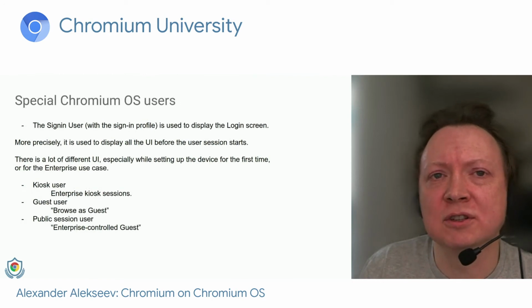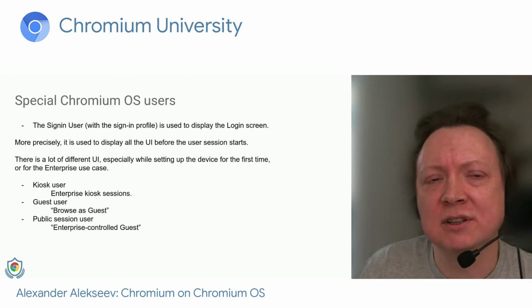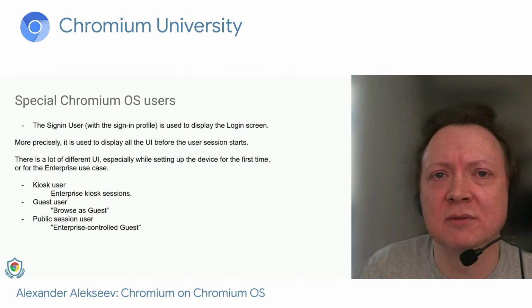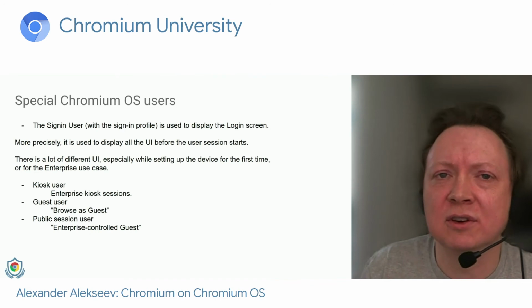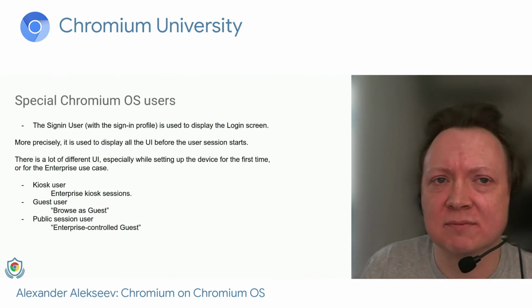There are a few important special Chrome OS users. The sign-in user with login profile is used to display the login screen. More precisely, it is used to display all the UI before the user session starts. The kiosk user is used for enterprise kiosk sessions. The guest user is used for the browser's guest sign-in mode. Please note that the guest user is intentionally unconfigurable, to provide users with a safe alternative if their primary user fails. The public session user you can think of as an enterprise-controlled guest user.